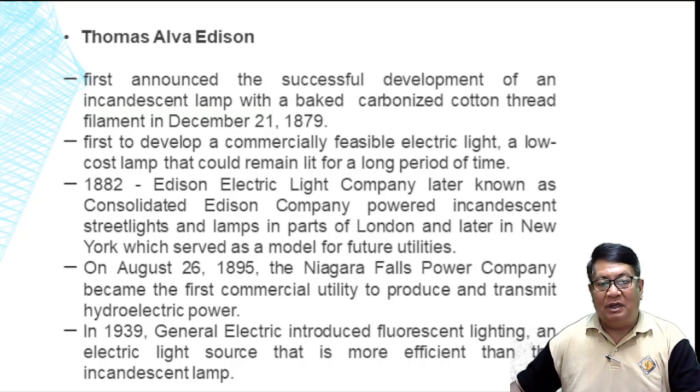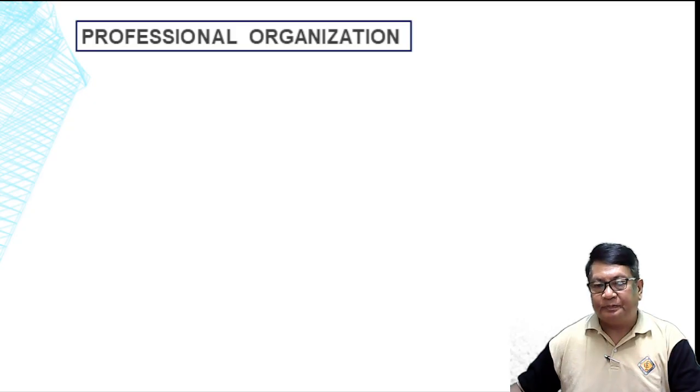It is understood that the incandescent lamp is not more efficient compared to the fluorescent lamp. Why? Because it was later found that only 5% of the power input of an incandescent lamp is converted into light, and 95% is converted into heat. That is why the fluorescent lamp is more efficient than the incandescent bulb discovered by Edison.